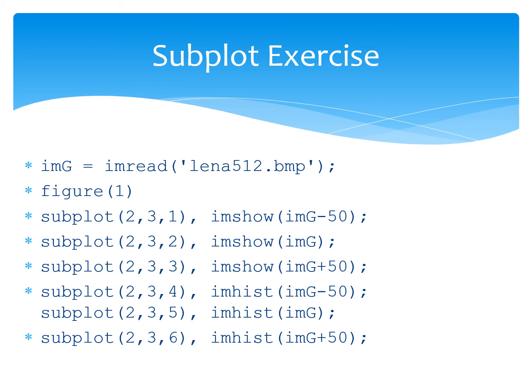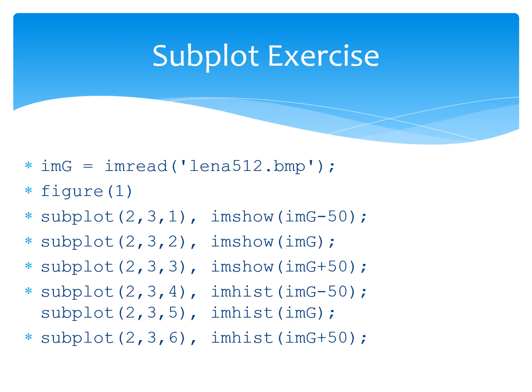Here is the MATLAB code to produce the histogram comparison example aforementioned. As you can see, we read a grade level image as a matrix named IM capital G. To compare the images with different brightness and their corresponding histogram, we create a figure window. In order to achieve the side-by-side comparison, we split the figure window into 6 subplots, which is arranged as 2 rows and 3 columns.